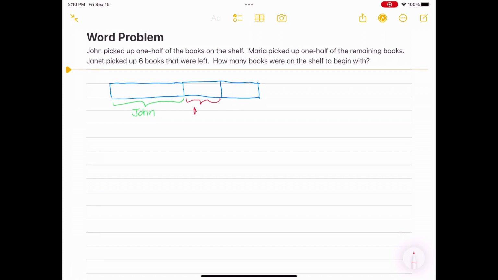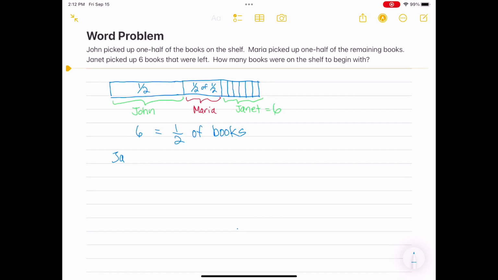And finally, Janet picked up 6 books that were left. And the question is, how many books were on the shelf to begin with? And using this bar system, we can see, using logic, how many books were left on the shelf, because the 6 books that Janet picked up was equal to the number of books that Maria picked up, which means Maria also picked up 6 books.